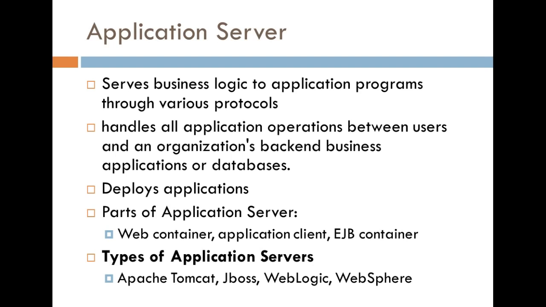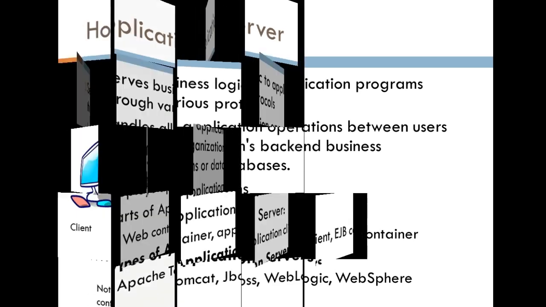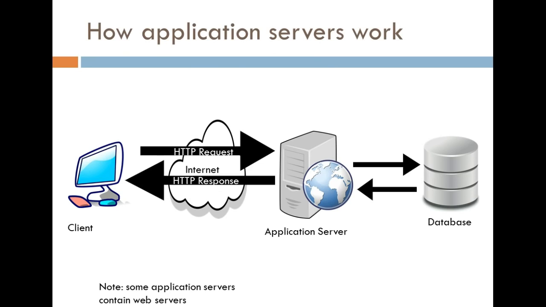And the last thing I want to mention are the different types of application servers. Apache Tomcat, which I'm sure a lot of you are probably familiar with, especially if you've worked with web applications or business web-type applications. Another one is JBoss, WebLogic, as well as WebSphere. Now, here's a picture that tries to explain how application servers work.